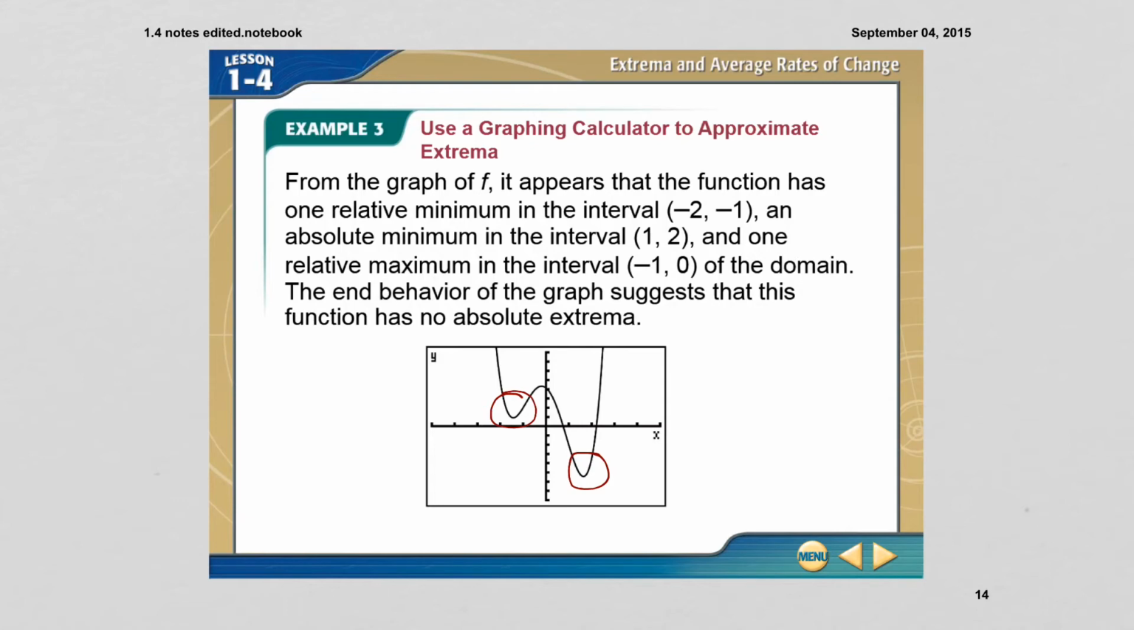And one relative maximum in the interval from -1 to 0 of the domain, and that would be this one right here. The end behavior of the graph suggests that this function has no absolute extrema.